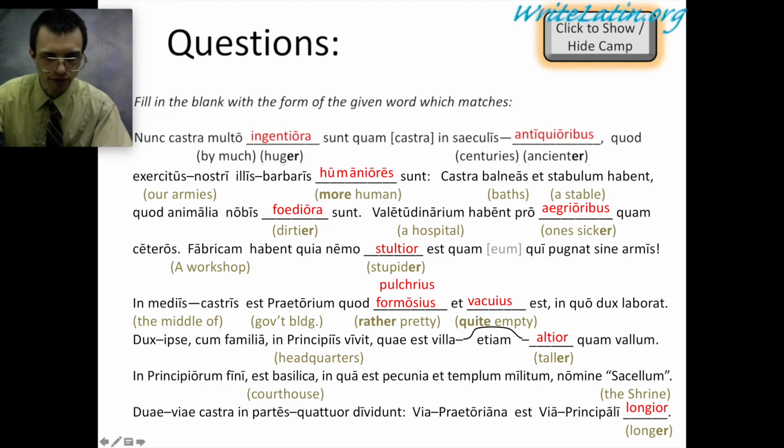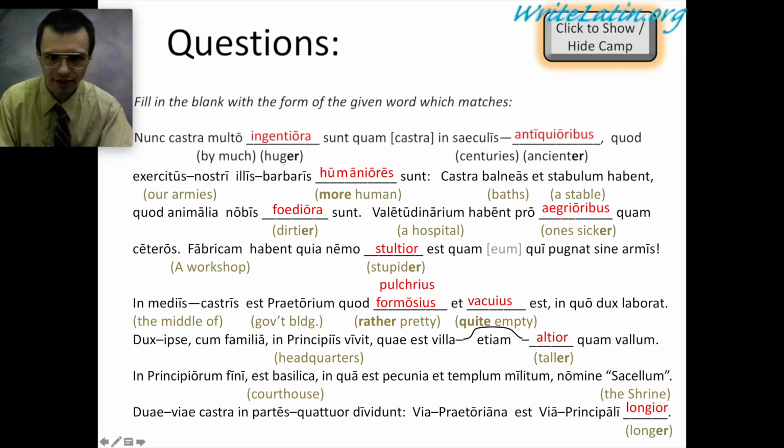In the middle of the camp is the praetorium, which more shapely and more empty is, in which the leader works. The leader himself, with his family, in the headquarters lives, which is a villa even taller than the wall. In the headquarters' end is a basilica, or courthouse, in which is money and the temple of the soldiers, by name the shrine. 2 roads the camp into 4 parts divide. The Via Praetoriana is than the Via Principalis longer.